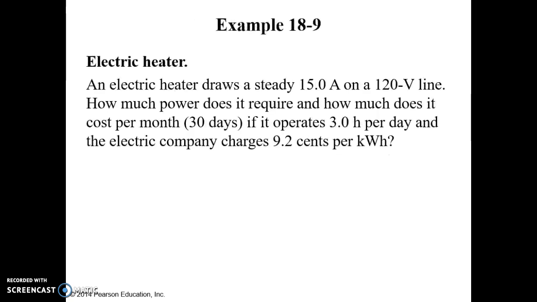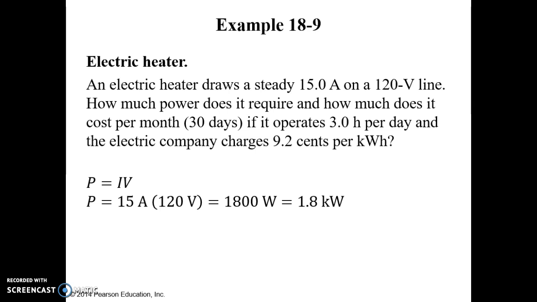An electric heater draws a steady 15 amps on a 120 volt line. How much power does it require and how much does it cost per month? We'll say about 30 days if it operates for 3 hours per day. And the electric company will charge 9.2 cents per kilowatt hour. To calculate power, we'll use this equation, P equals IV. Just plug and chug to get 1800 watts.